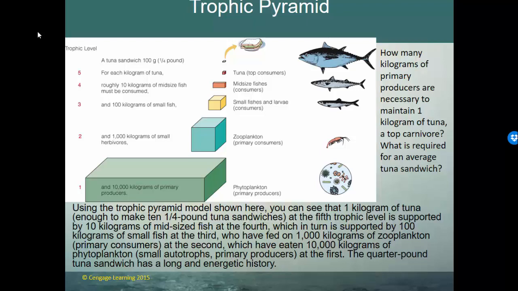So how many kilograms of primary producers are necessary to maintain 1 kilogram of tuna, a top carnivore? What is required for the average tuna sandwich? Using this trophic pyramid model, you can see that about 1 kilogram of tuna, enough to make 10 quarter-pound tuna sandwiches, at the 5th trophic level is supported by 10 kilograms of mid-sized fish at the 4th, which is in turn supported by those 100 kilograms of small fish at the 3rd, who fed on 1,000 kilograms of zooplankton, the primary consumers at the 2nd, which have eaten 10,000 kilograms of phytoplankton, small autotrophs, primary producers at the 1st level. So the quarter-pound tuna sandwich has a long and also very energetic history.